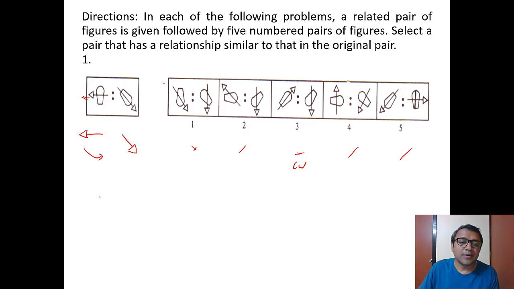Let's look at the other element. The other element is turning 135 degrees in the clockwise direction. So the second option, it's turning 135 in a clockwise direction, yes. Third, it's turning 180, no. Fourth, it's turning 135 in the anti-clockwise direction, it's turning clockwise. Fifth, there is one extra line, so it should not be the answer. So the answer is 2. The second is the answer.